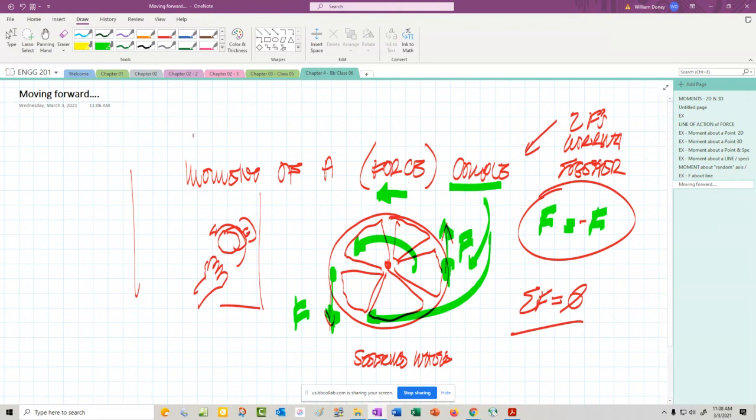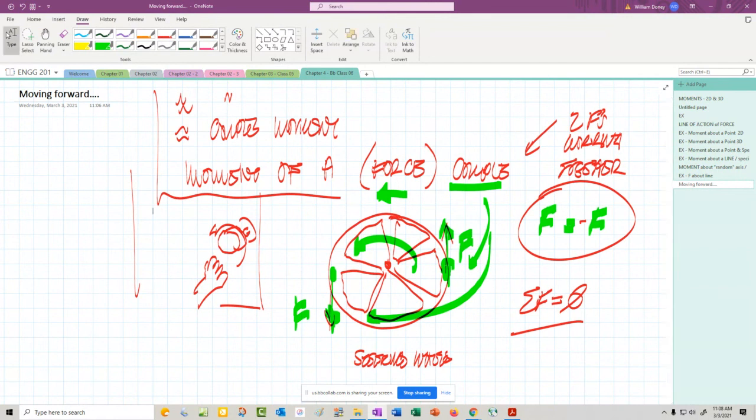So we're going to talk about the moment of a force couple. That's also known as a couple moment, or just a couple. And that's where we're going moving forward. And we'll pick up with that next week.